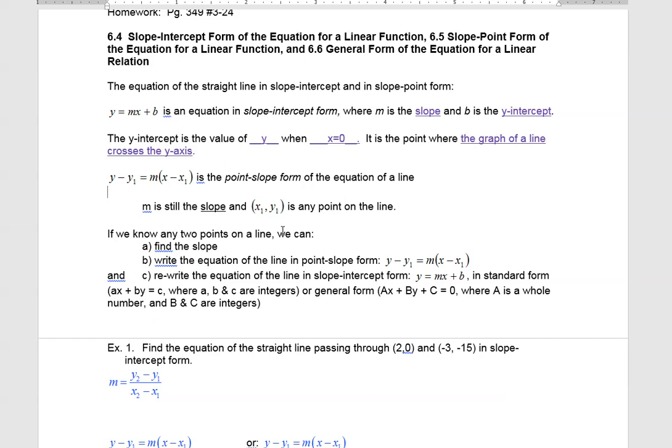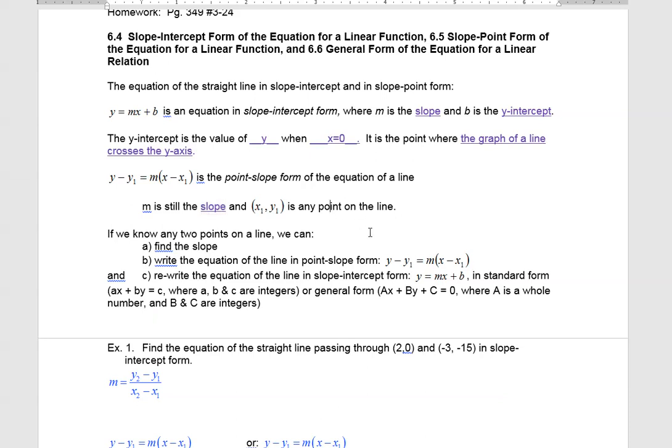The point slope form we have definitely not seen before. y minus y1 equals m(x minus x1). So m is still the slope, and the point (x1, y1) is any point on the line. So when you put something in point-slope form, there's going to be a lot of possible equations because there's a lot of different points on the line. In fact, there's infinite points on the line. So it's any point on the line.